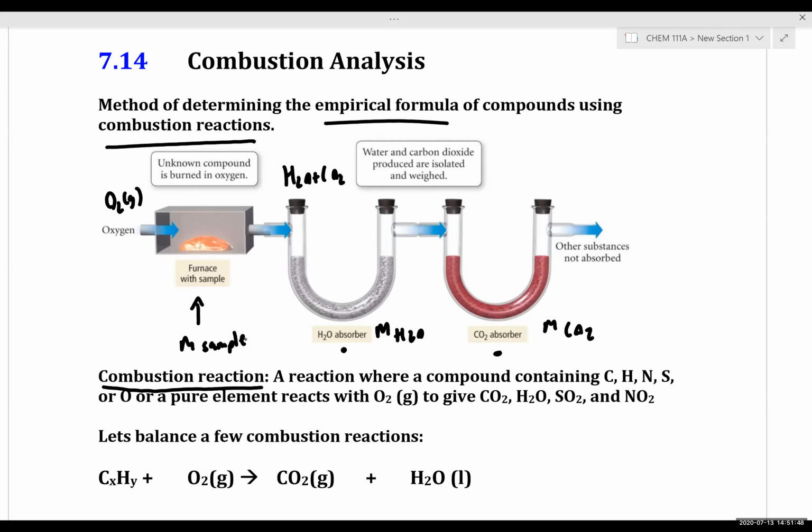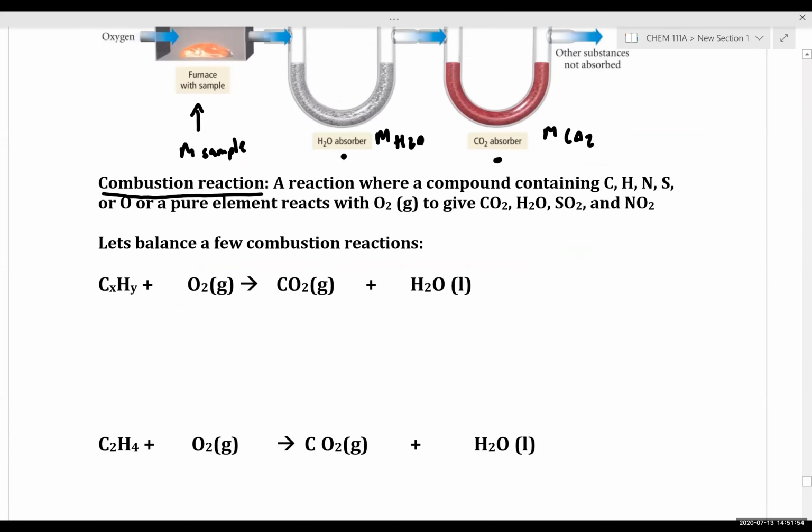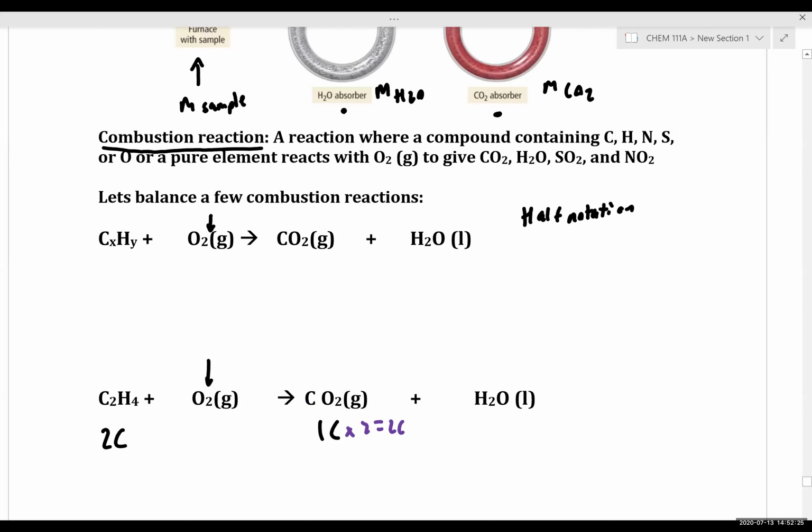So, in order to help us understand how combustion reactions work, let's try to balance a few combustion reactions. So looking at C2H4 plus O2, again, we see a combustion reaction. That tells us we can use, looking at this isolated O2, we're going to be using half notation a lot. So in this case, we have 2 carbons on the left, we have 1 carbon on the right. So then, as a result, 1 times 2 would give us 2 carbons.